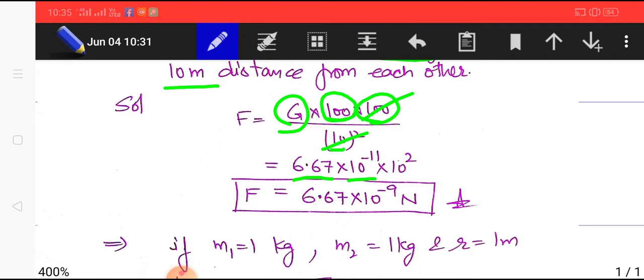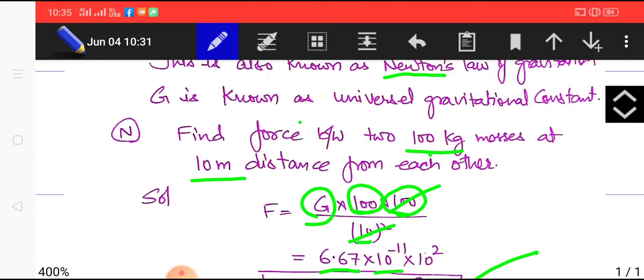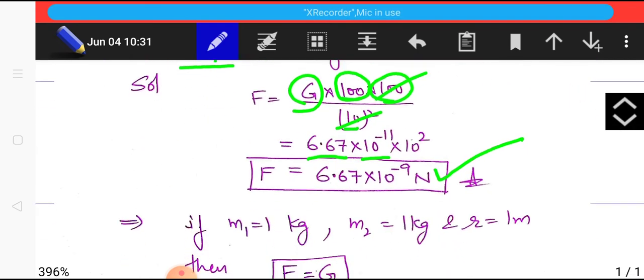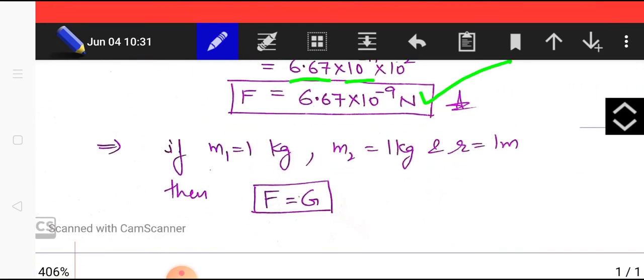जब बेस सेम होता है तो पावर ऐड हो जाती है, तो -11 और +2 तो पावर बचेगी -9. तो 6.67 इंटू 10 रेज टू पावर माइनस 9 न्यूटन फोर्स हमारा आ गया 200 kg के मासेस के बीच में जो 10 मीटर के डिस्टेंस पे हैं. ग्रेविटेशनल फोर्स इज ऑलवेज अट्रैक्टिव.